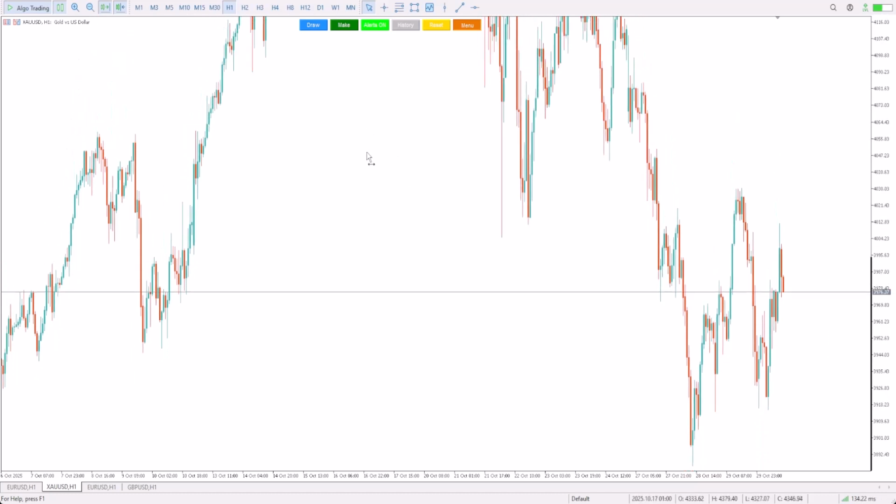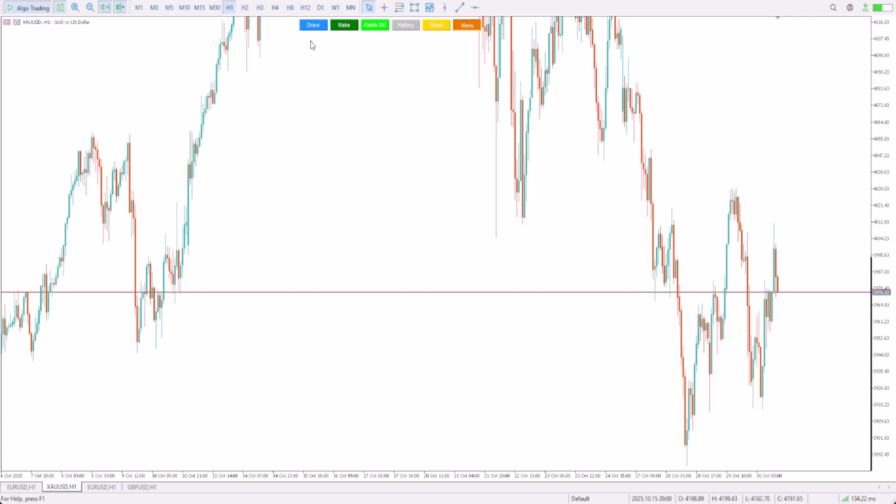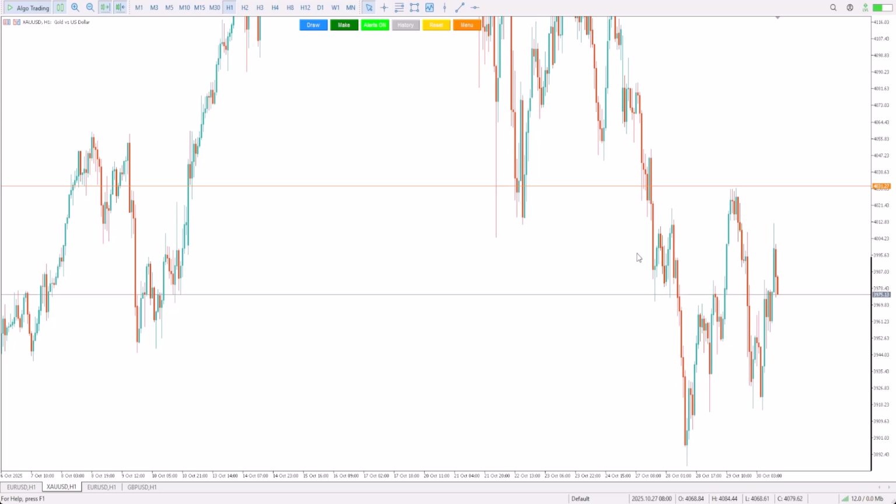So we have here Draw, Make, Alert On, History, Reset, and Menu. Let's go one by one. Essentially you need only the first two and the last one, but let's get into that. Click on Draw, and if I click anywhere on the chart, it will drop a line. Now when the price reaches there, I will get a notification on my phone and on my desktop.